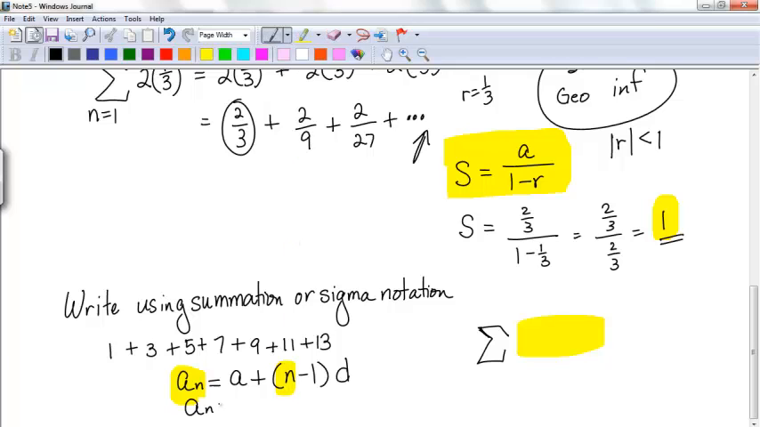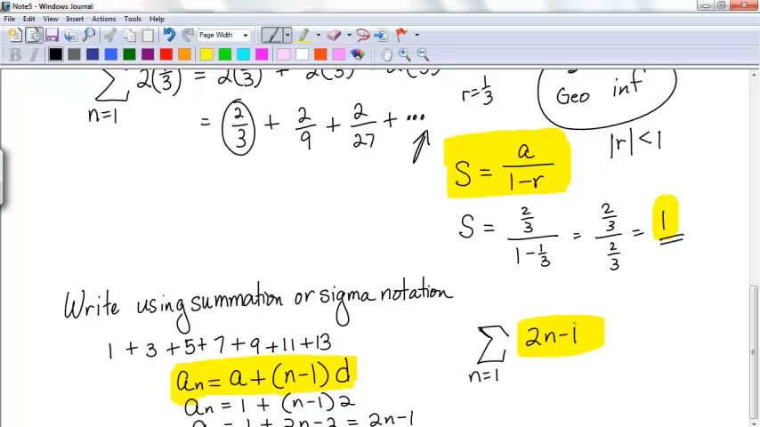Okay, so my a sub n would equal, my a is 1, don't substitute in for n, and the common difference is 2. So a sub n would equal 1 plus 2n minus 2, so 2n minus 1. That's my formula that's going to go over here. If you use either this formula or the a sub n formula for geometric, your n will always start at 1.